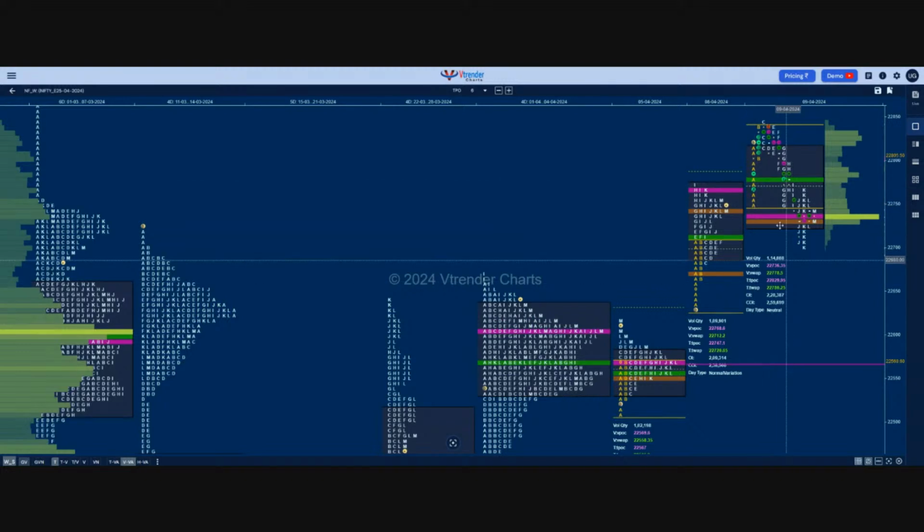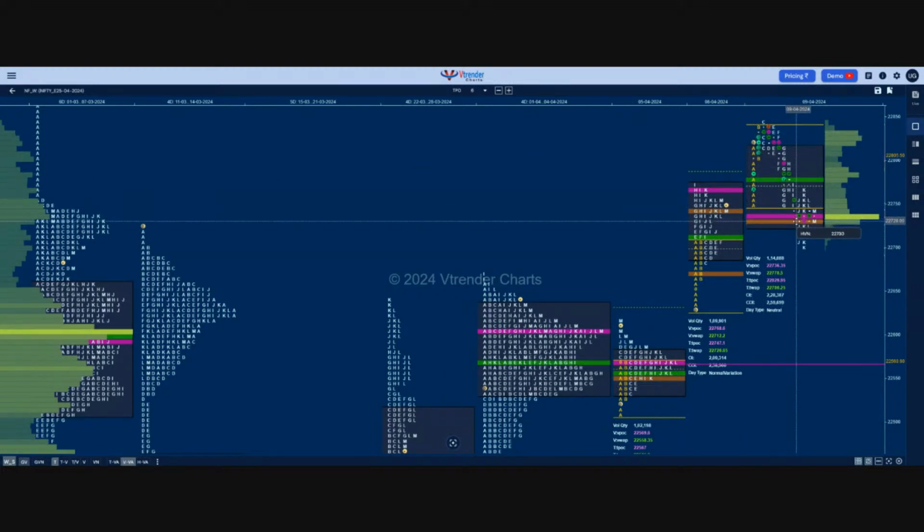So just to get the context back, what happened here was, although this was a failed auction, the buyers failed and the sellers took advantage of this situation. What we saw was into the close, the POC shifted lower. So that indicated, and I will also show these in the 30-minute order flow chart, because it will give a double confirmation of what we watch in the market profile charts.